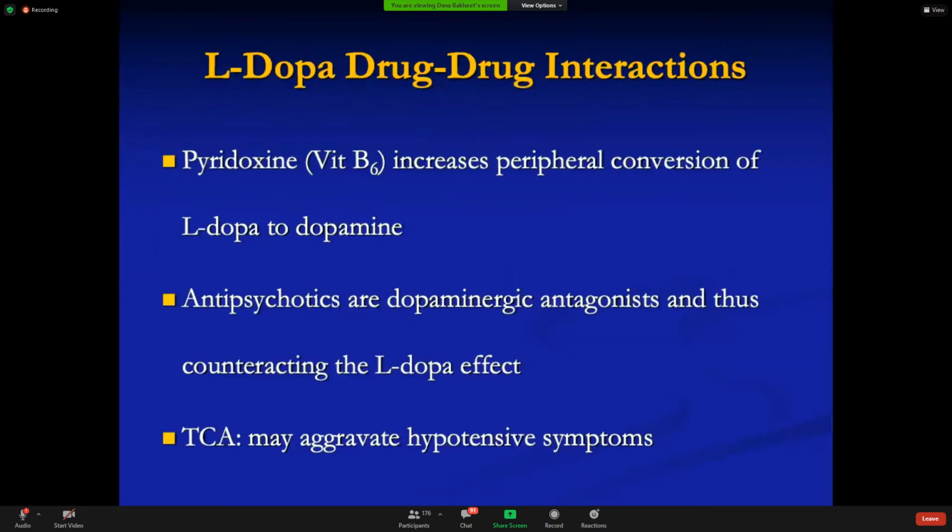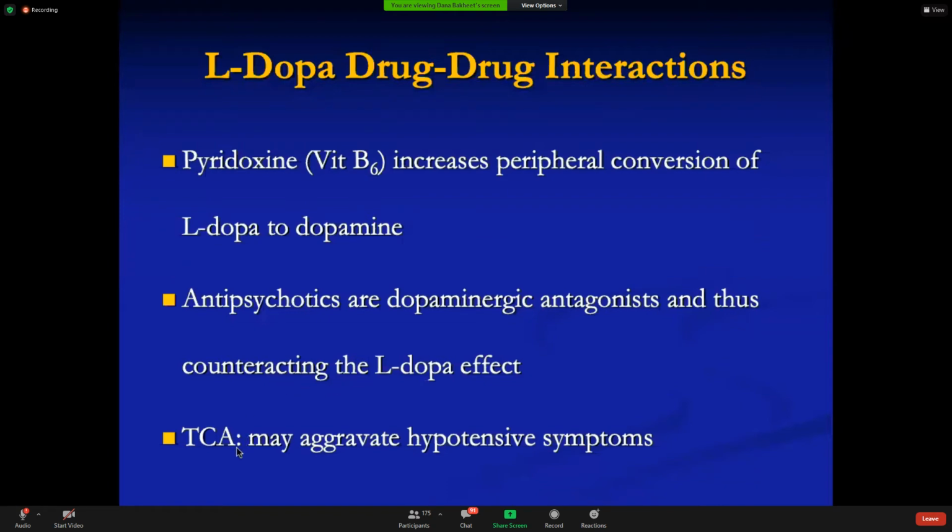Now, the drug-drug interaction: usually we have to be careful not to give vitamin B6 because it increases peripheral conversion of L-Dopa to dopamine. We try to avoid it. Antipsychotics usually are dopaminergic antagonists. You remember these are dopaminergic antagonists, and thus counteract the L-Dopa effect, because you want the dopaminergic receptors ready to act on the L-Dopa.